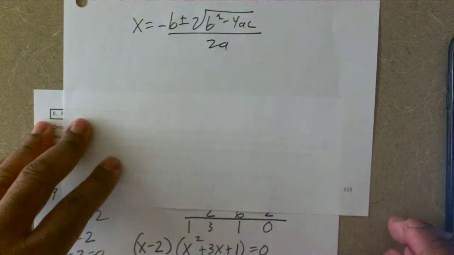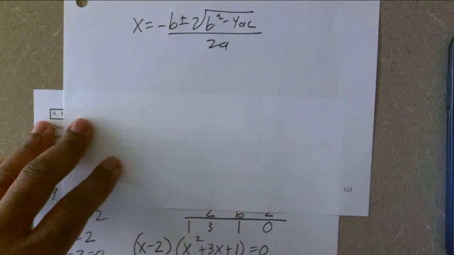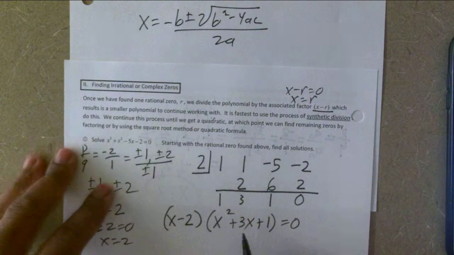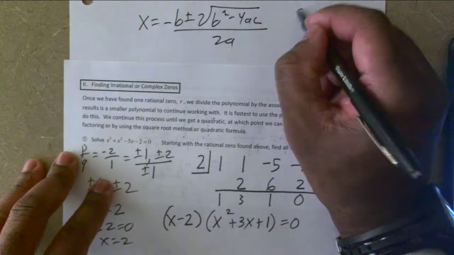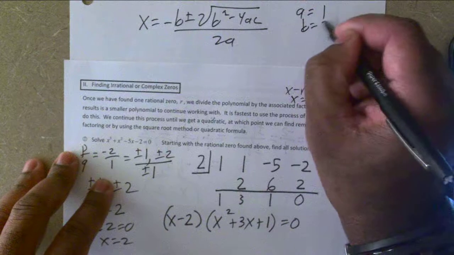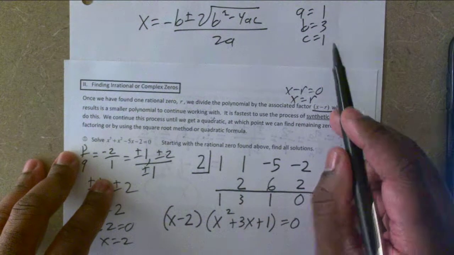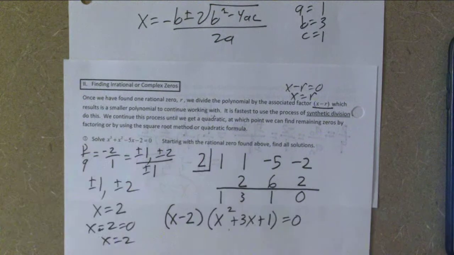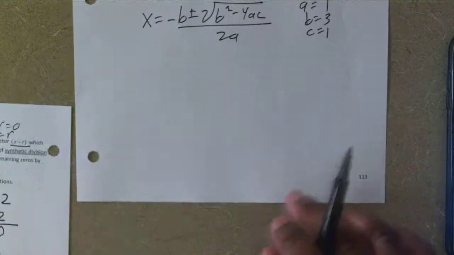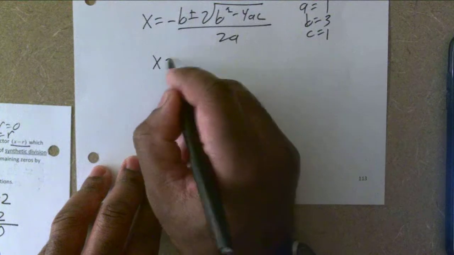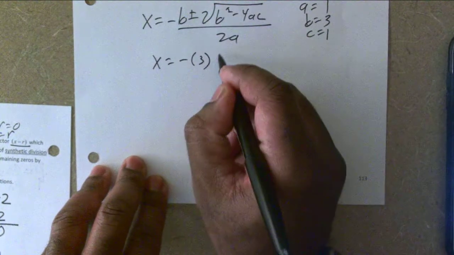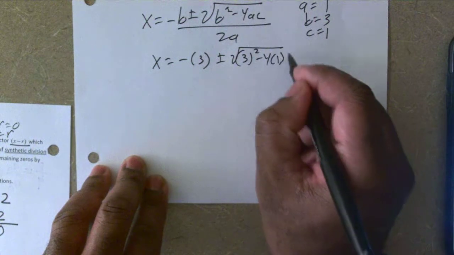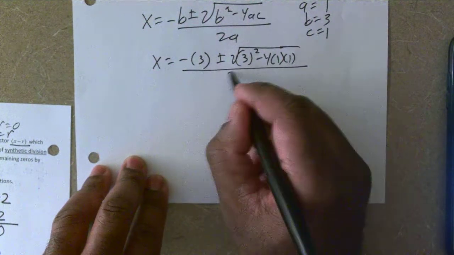Now, if we list our a, b, and c, our a would equal 1, our b would be 3, and our c would be 1. And that's based off of this parenthesis here. So, we could put this to the side for now, and we could substitute. We have the opposite of 3, plus or minus the square root of 3 squared, minus 4 times 1 times 1, all over 2 times 1.